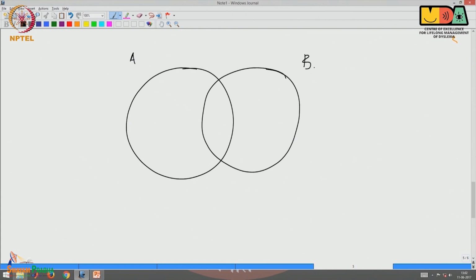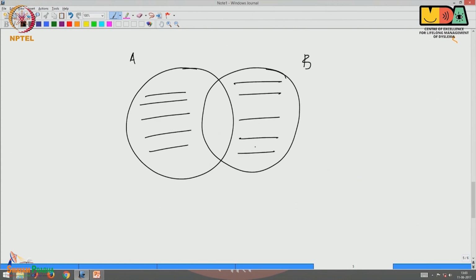Now, whatever characteristics or properties are very specific to A, I am going to write down here, and whatever characteristics, properties or features are very specific to B, I am just going to fill up here, and whatever properties or features are common to both A and B, I am going to write here. This is the basic rule of a Venn diagram.